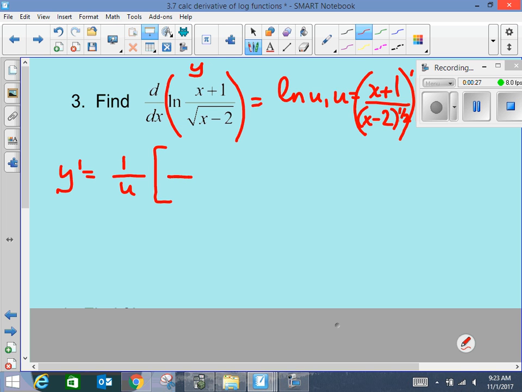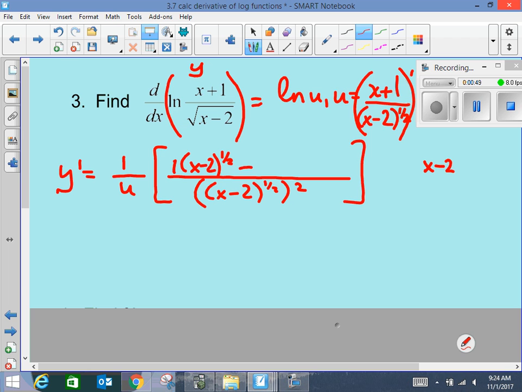Quotient rule. Okay. So my quotient: we start with my bottom and square it. Okay. Now the derivative of x plus 1 is 1. Okay. Now when we take the derivative of x minus 2 to the 1/2, we're going to have to use another chain. A different chain.